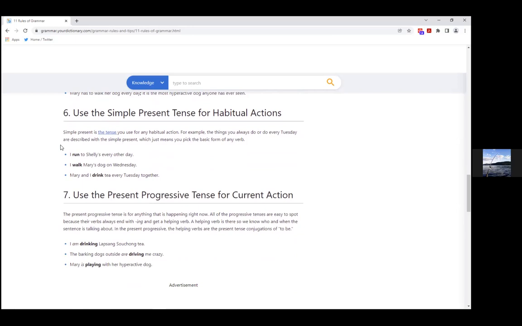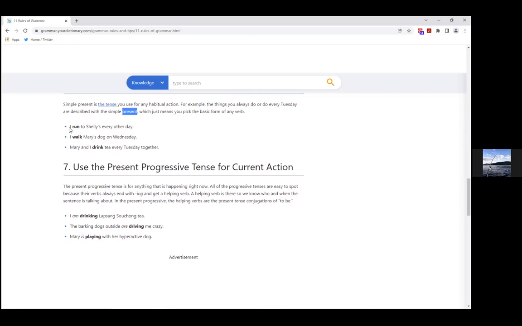Now, number six, use the simple present tense for habitual actions. Basically, your tense, of course, is denoting the time, the difference between what's happening or what did happen in a conversation or what will happen affects what words you use. So their example, the things you always do or do every Tuesday are described with the simple present, which means now, right? Which just means you pick the basic form of any verb, such as I run to Shelley's every other day. So this says bring it to the present in your conversation. Mm-hmm. Would you like to try that one? Yes, sir. I run to Sally's every other day. Perfect.